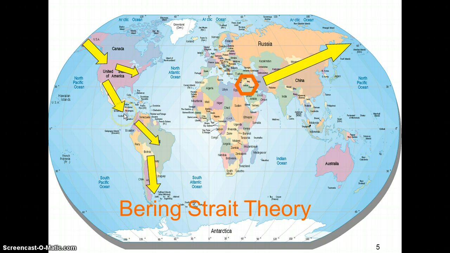So that's the Bering Strait theory, that people crossed this land bridge between Russia and Alaska, which is now known as the Bering Strait. Problem with this theory is it would have taken a long, long time for all that to happen. And some people say it's just not long enough. People have not lived here in North America, especially, long enough to have made this possible.